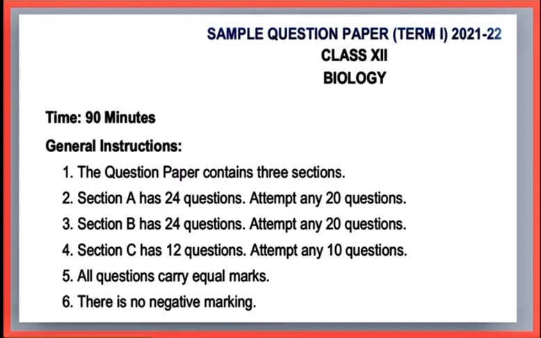This question paper contains 3 sections and you have to attempt 20 questions from section A out of 24, 20 questions from section B out of 24 and 10 questions from section C out of 12 questions. All questions carry equal marks and there is no negative marking.